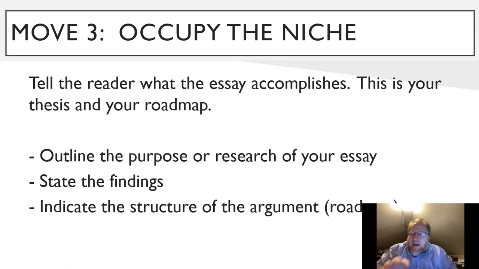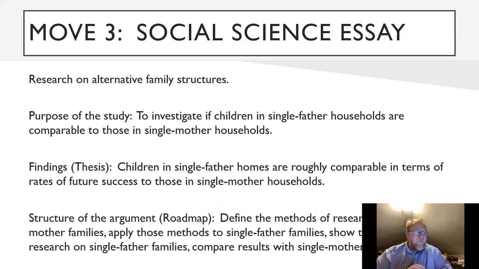Our third and final move is occupying that niche. In other words, you find the question and then you do all the research necessary to answer the question, to fill the niche. What this does is it outlines the purpose and research of your study. It lets you narrow down on a really specific thesis. It's where you state your findings and it indicates the structure of the argument. So the third and final move looks something like this. In our social science paper, we decided we were going to look at alternative family models. We looked around and we said that we found a gap.